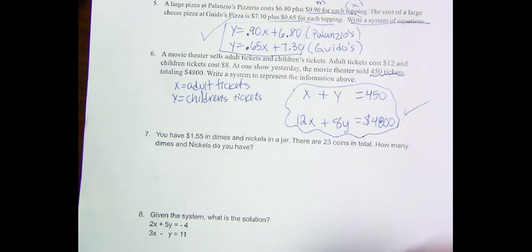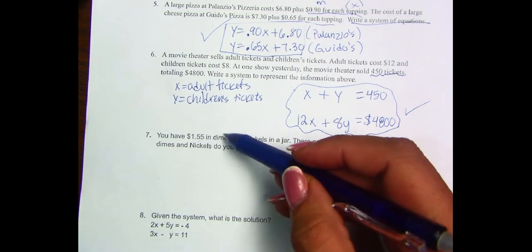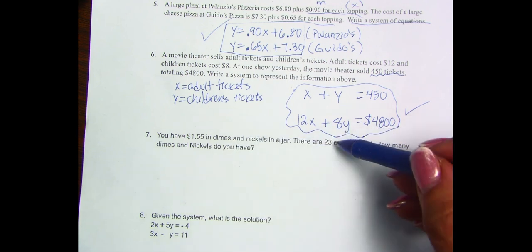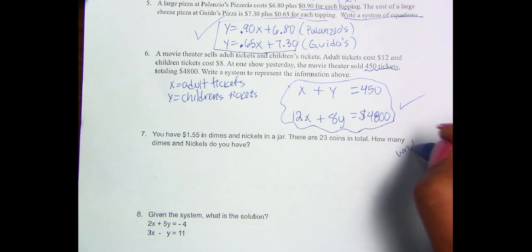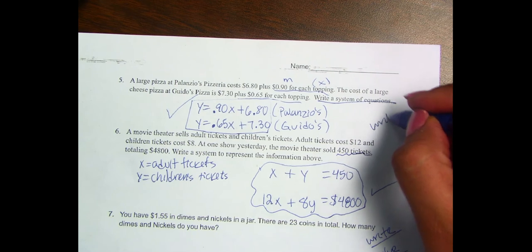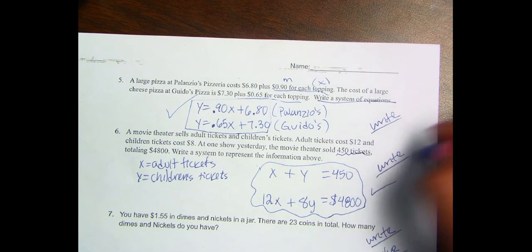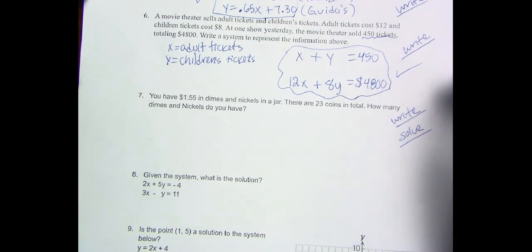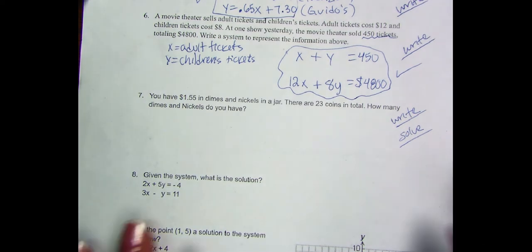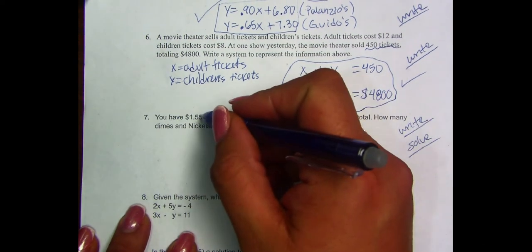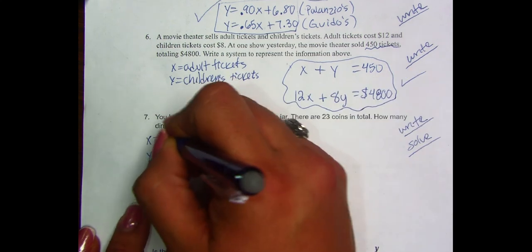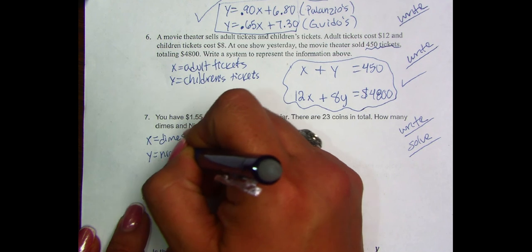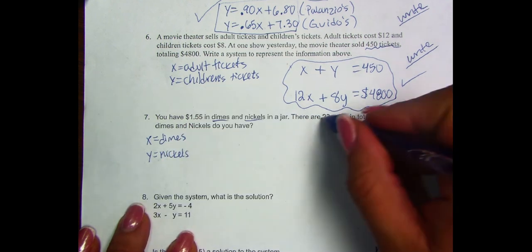On number 7, you have $1.55 in dimes and nickels in a jar. There are 23 coins in total. How many dimes and nickels do you have? So this one's actually asking you to write and solve. The ones above were just to write. Okay. So this one, besides writing two equations, we now have to use our calculator to also find the answer. So you have $1.55 in dimes and nickels. So those are your two unknowns. Dimes and nickels. And there's 23 coins in total.